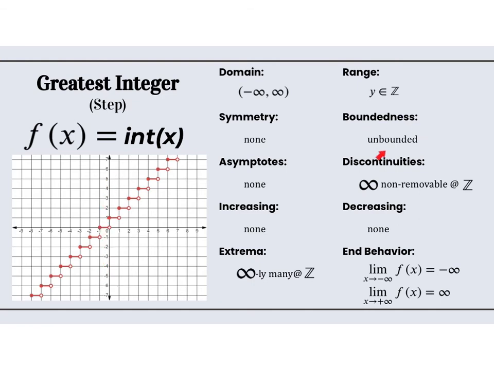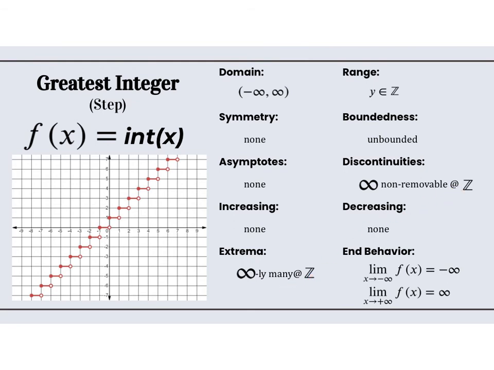It's technically unbounded because it doesn't have a lowest or a highest value, but the discontinuities in it are infinite because at every single integer, there is a non-removable discontinuity. So there are infinite non-removable discontinuities at all of the integers, which also means that its extrema, its lower or higher extreme values, maxes and mins, there's infinitely many, and they're all occurring again at those integers.